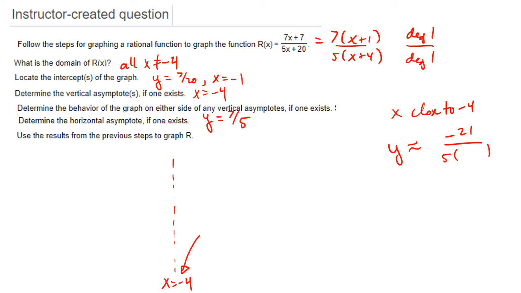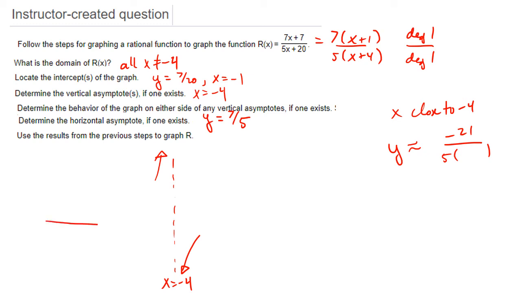On the left, however, this x plus 4 term will now be slightly to the left of 0 and slightly negative. And now I'm going to have a negative over a negative, and that's going to turn everything into a positive result. Okay, so I have to have that behavior on either side.